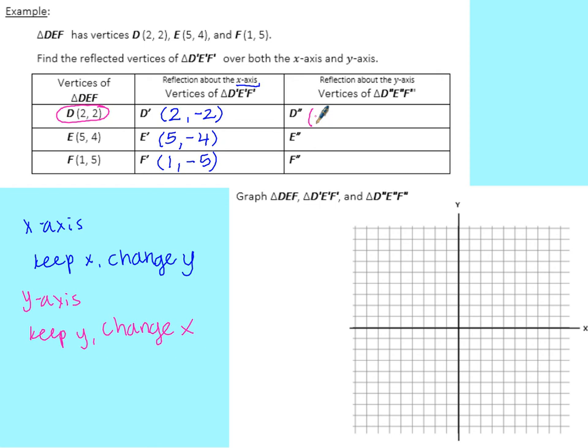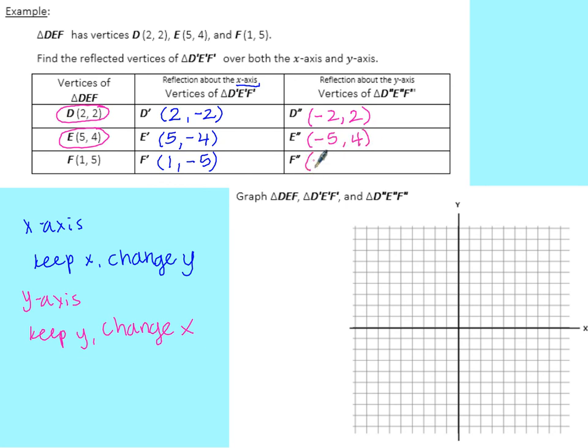So our x value was 2, so we're going to change it. It's going to be negative 2, and our y stays the same. We keep it, so it's negative 2, 2. Our original point E was at 5, 4. We're going to change our x and keep our y.